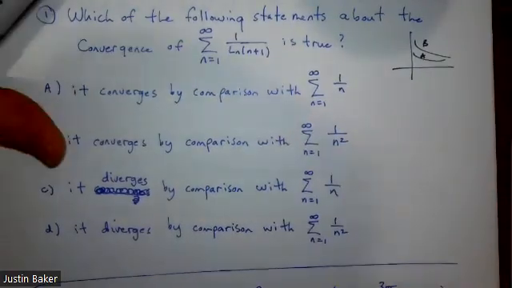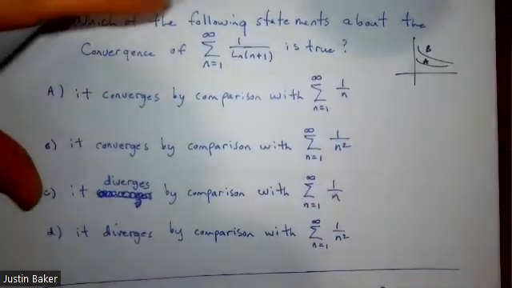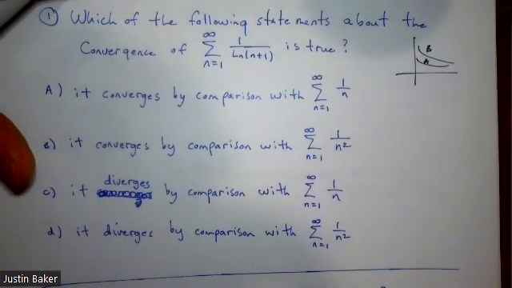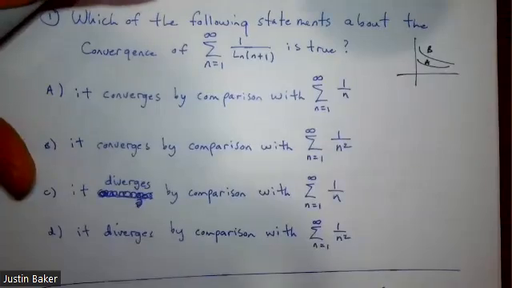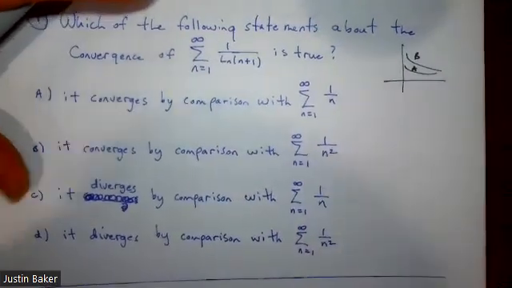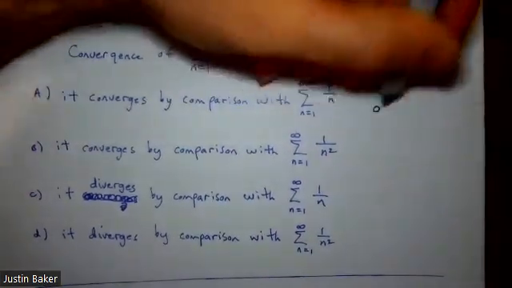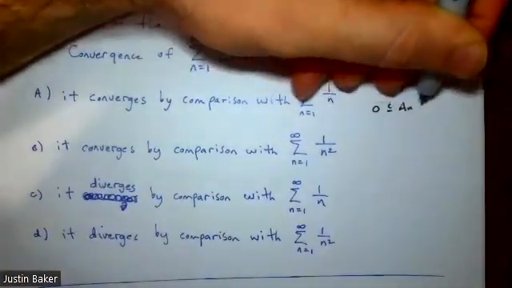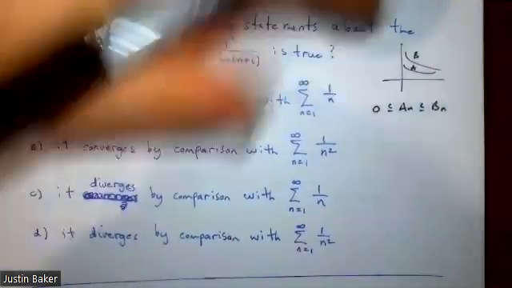Anybody have an answer on this one? So remember that when we're doing the comparison test, we're looking at 0 to AN to BN as your setup.